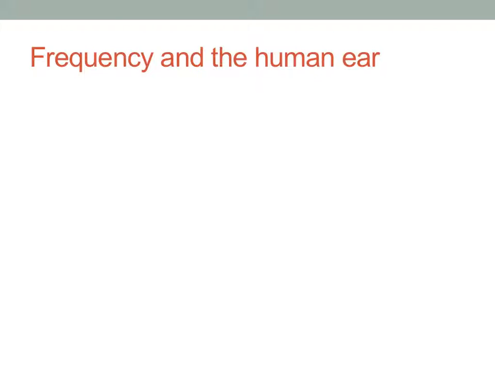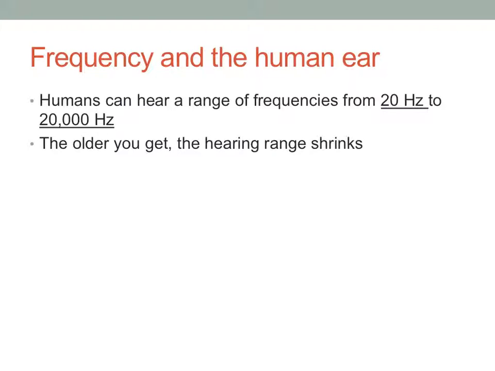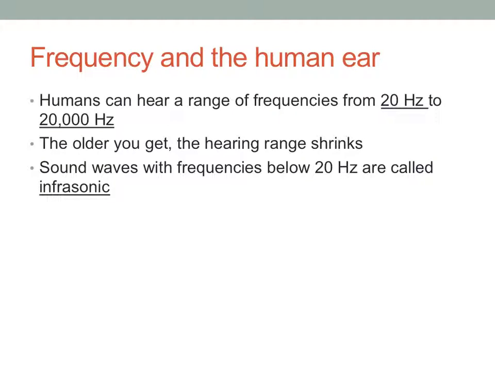And so to identify what that is, our human hearing range is from 20 hertz to 20,000 hertz. And unfortunately, the older we get, that hearing range shrinks a little bit. You might have a grandparent or even a great-grandparent who is a little bit hard of hearing. What's happening is that their hearing range is literally shrinking. They cannot hear as high of frequencies, generally speaking.